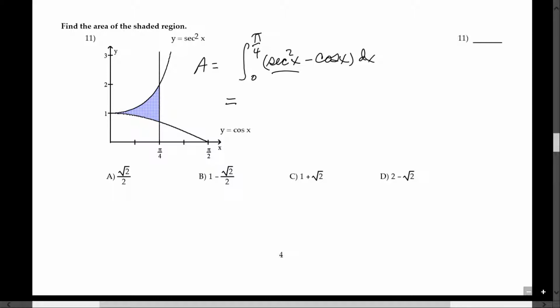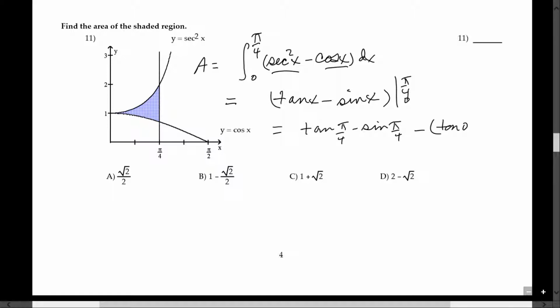For this, we want to calculate the antiderivative of secant squared of x, which is tangent of x. The antiderivative of cosine x is sine of x, so this would be minus sine of x from 0 to pi over 4. We now get tangent of pi over 4 minus sine of pi over 4 minus tangent of 0 minus sine of 0, parentheses. These values are 0. Tangent of pi over 4 is 1. Sine of pi over 4 is the square root of 2 over 2. So we get 1 minus the square root of 2 over 2, which is answer B. Version 2 would be A.